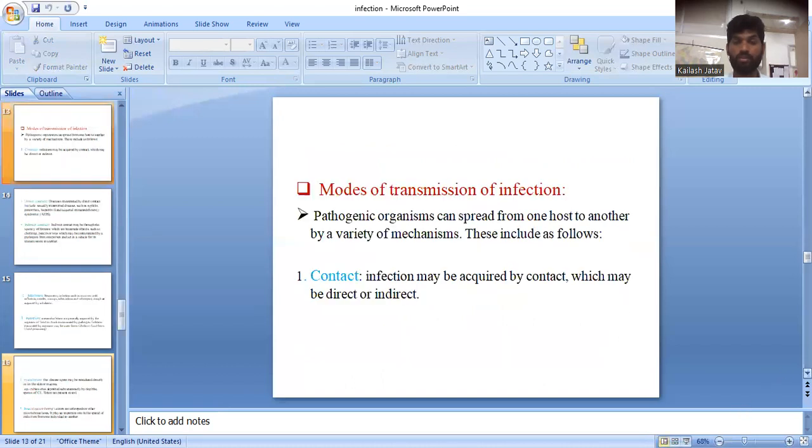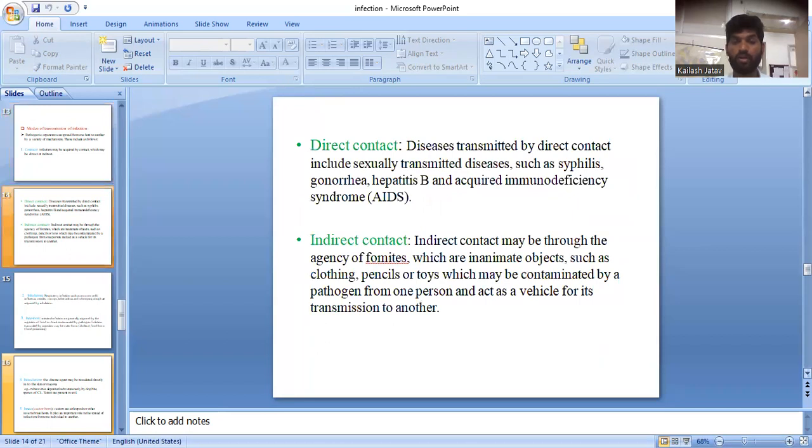Mode of transmission of infection. Pathogenic organisms can spread from one host to another by a variety of mechanisms. Infection may be carried by contact, which may be direct or indirect. Direct contact: diseases transmitted by direct contact include sexually transmitted diseases such as syphilis, gonorrhea, hepatitis B, and acquired immunodeficiency syndrome.